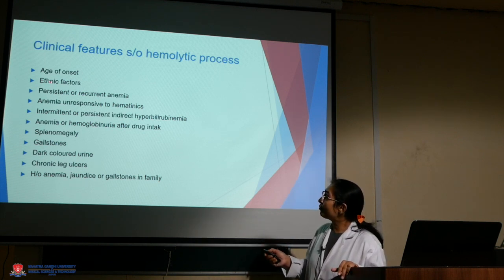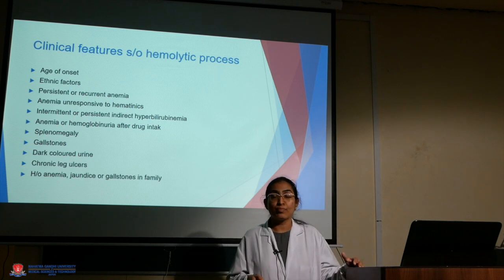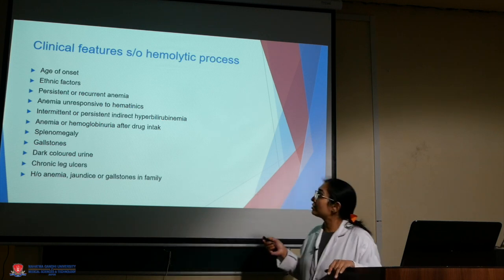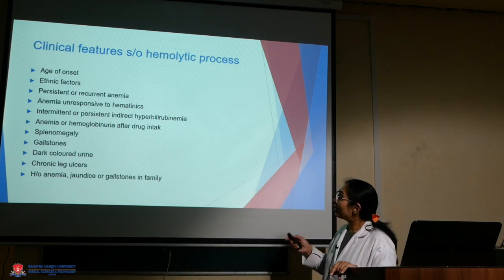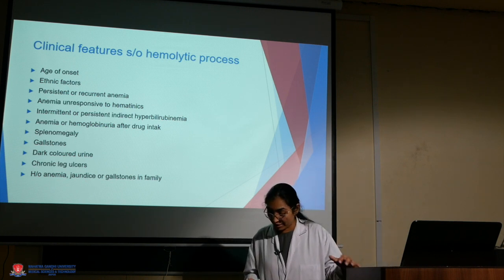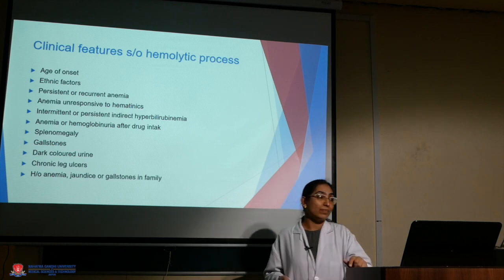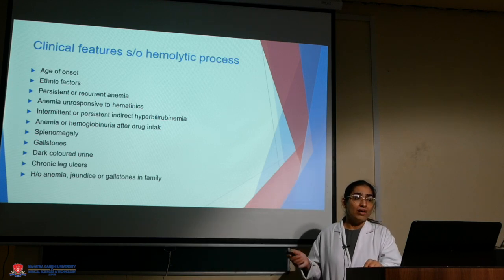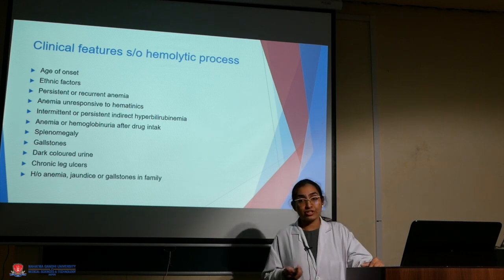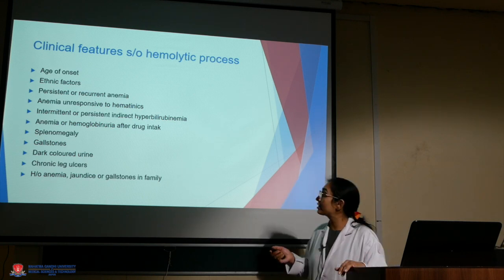Ethnic factors are important because people of certain ethnicity are more prone to have hemolytic anemia. People who are living in the tribal regions are more prone to get sickle cell anemia. Next, whether the anemia is persistent or recurrent. Something which is recurring is suggesting a hemolytic process. Anemia which is unresponsive to hematinics is also important. Usually the deficiency anemias are responsive to hematinics.